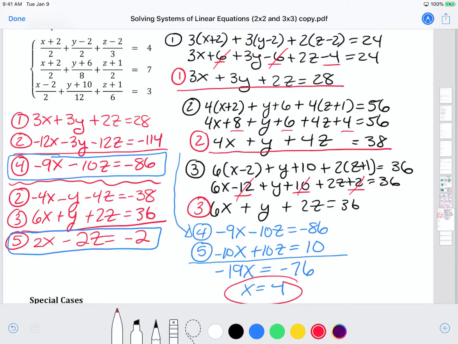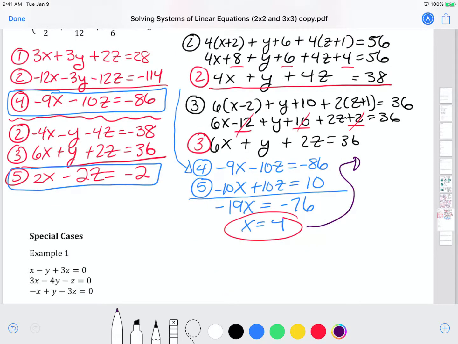Okay, so now I have to back substitute. I'll take equation 5 and plug in 4 for x, and I'll be able to find z then. So that gives me 2 times 4, which is 8, minus 2z is equal to negative 2. I'm going to subtract 8 from both sides, so that gives me negative 10, and then divide both sides by negative 2, so z is going to be 5. So there's my second variable.